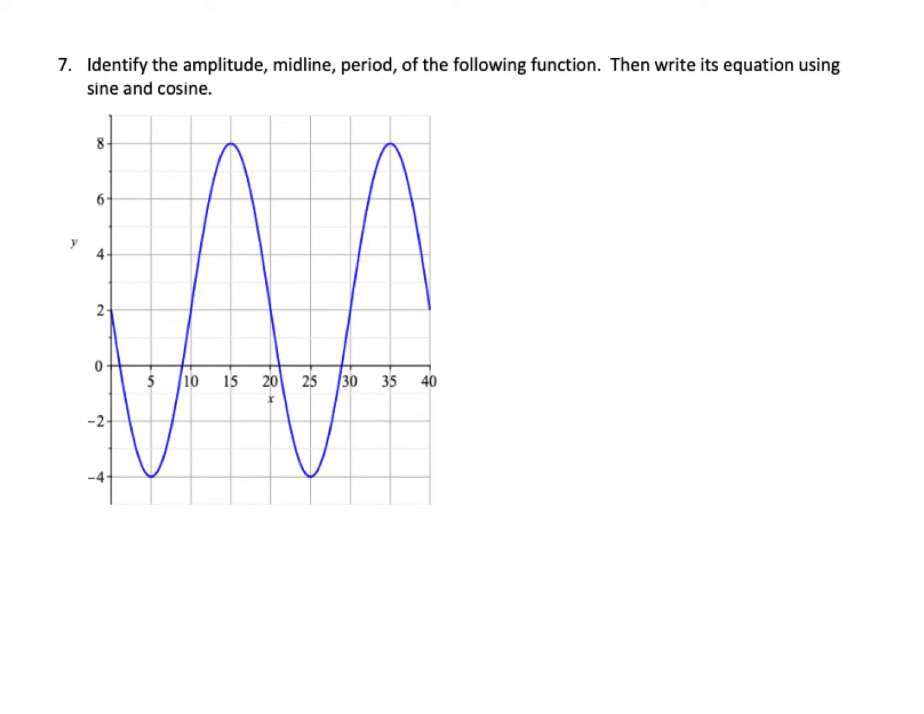In order for us to write an equation of a trigonometric function, we need to first identify the amplitude, midline, and the period. So the first thing that I'm going to do here is calculate the midline. The midline is the value that is halfway between your maximum point and your minimum point. So here we have a maximum point at 8 and a minimum point at -4. The difference between those two, divided by 2, gives me a midline of 2. Okay, so here we can see that the midline is at y equals 2.